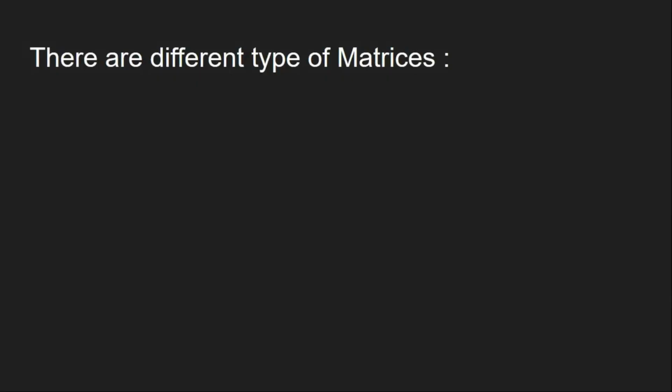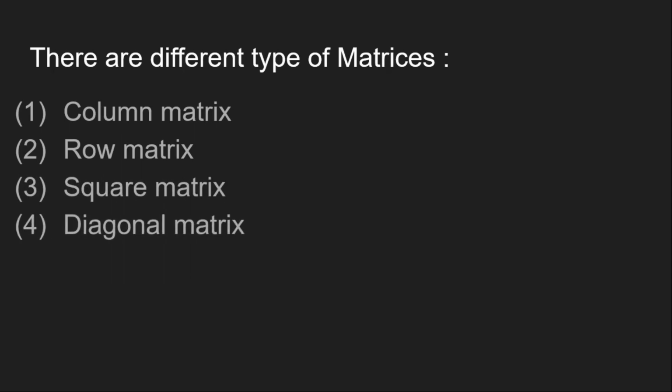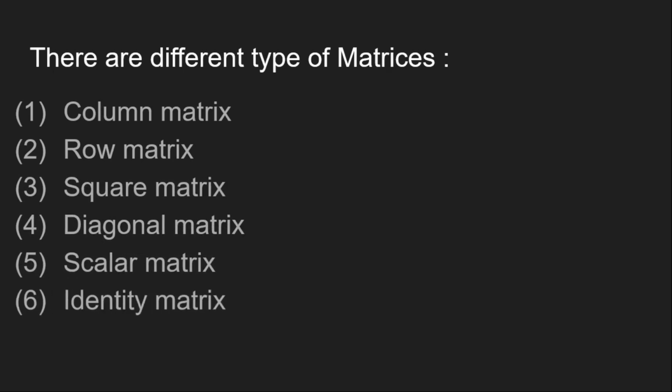So basically guys, there are different types of matrices, and first of all we have to learn the column matrix. After that we will move on to the row matrix. Third one we will see the square matrix. After that, what is the diagonal matrix, and fifth one, which is called the scalar matrix, and sixth one, the identity matrix, and last but not the least, the zero matrix. So there are seven different types of matrices.